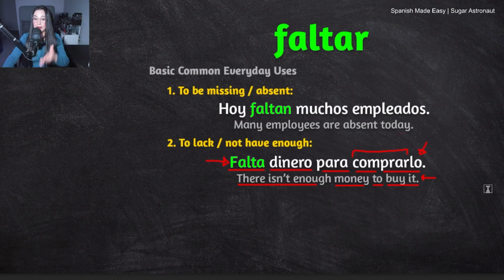Falta dinero para comprarlo. There isn't enough money to buy it. Where is the verb faltar? Right at the beginning. You can learn just to say falta, and that means there isn't enough of something. Okay, so that is very useful to learn. Faltar can mean to lack or to not have enough of something. Excellent. Now let's move on.